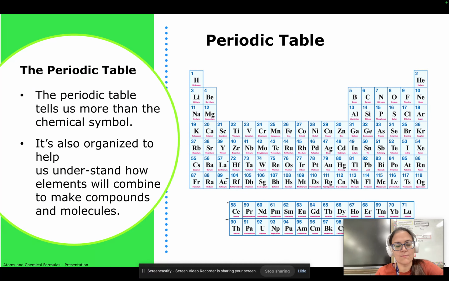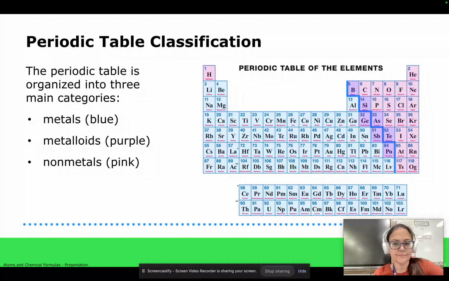Periodic table, we talked about this last week. The periodic table tells us more than just the chemical symbol. It's also organized to help us understand how elements will combine to make compounds and molecules. So you can get all kinds of information from the periodic table: how many electron shells an element has, how reactive it is, what family it's in, what type of element it is, if it's a metal or nonmetal or metalloid, and also how they combine with other things.